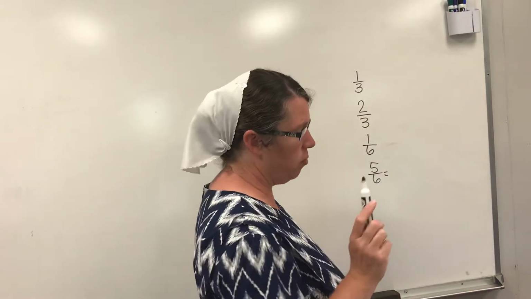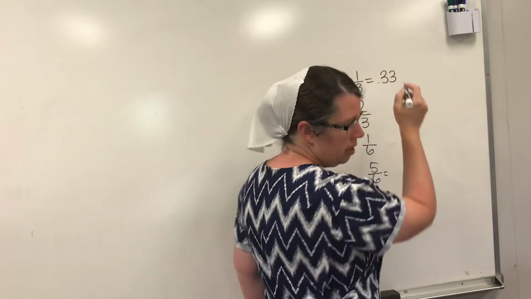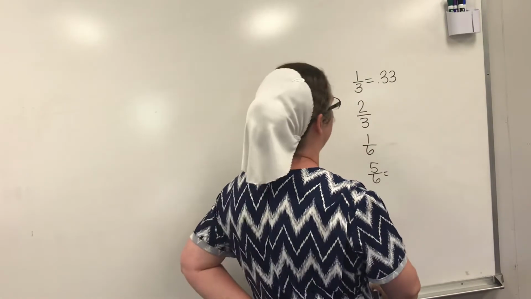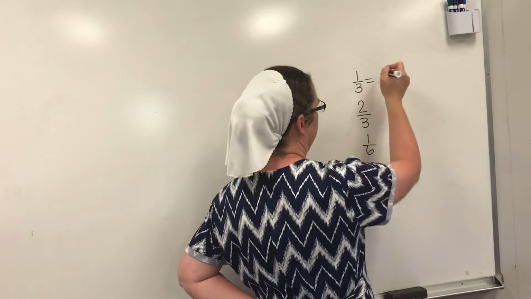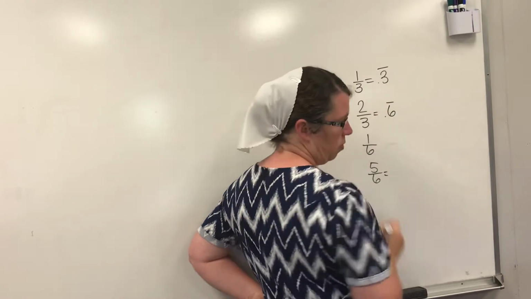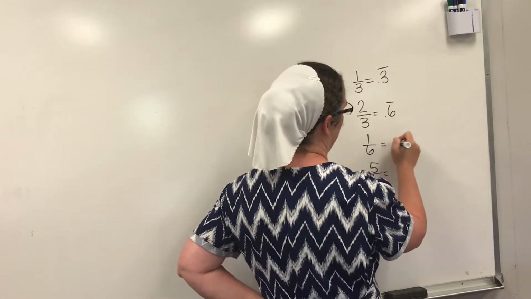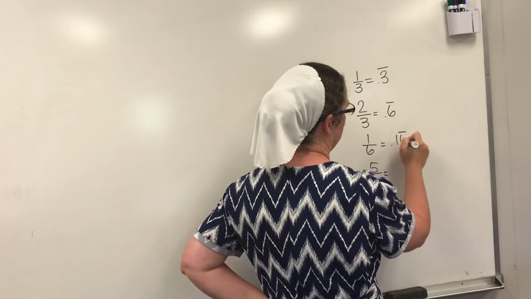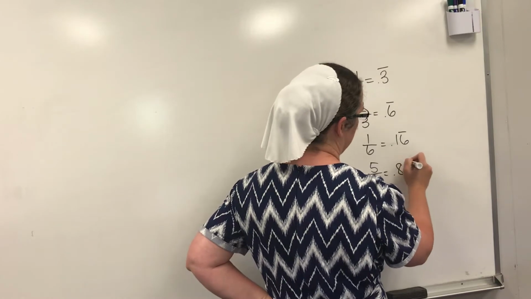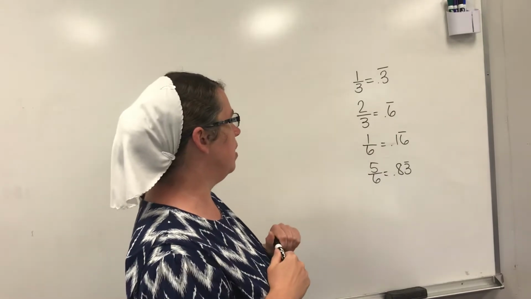Now, the decimal equivalent for 1/3 is 0.33. I think they just say 0.3 repeating. 2/3 is 0.6 repeating. 1/6 is 0.16 repeating. 5/6 is 0.83 is the repeater. All right, so that's what you're learning today.